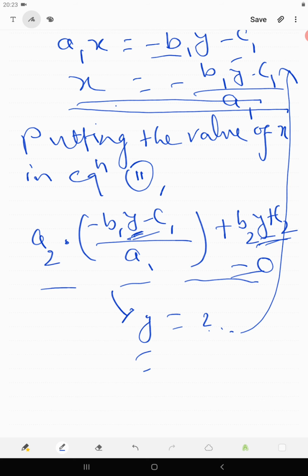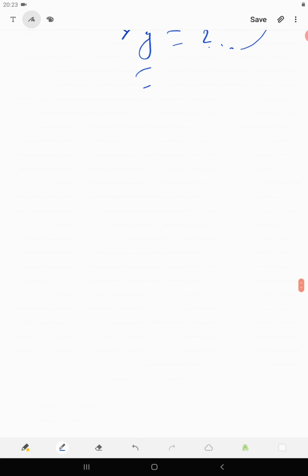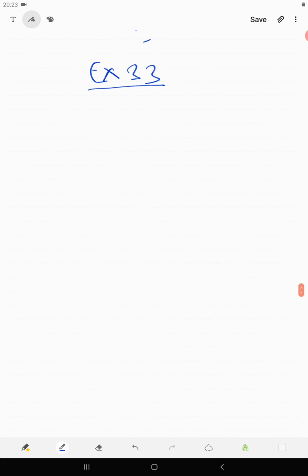from the exercise. In the exercise, the first problem that is given is in exercise 3.3. In question 1 there are six problems, so we are going to do question 1.